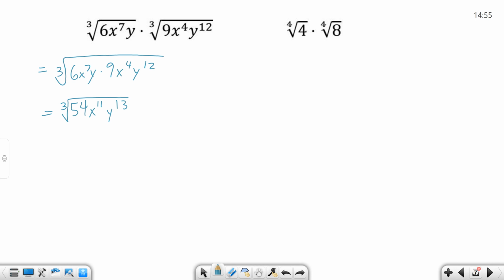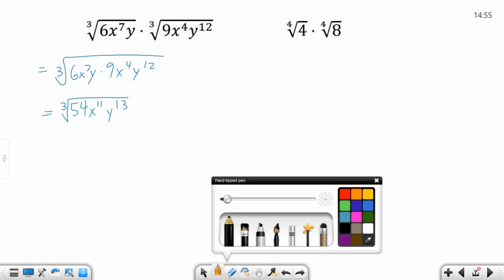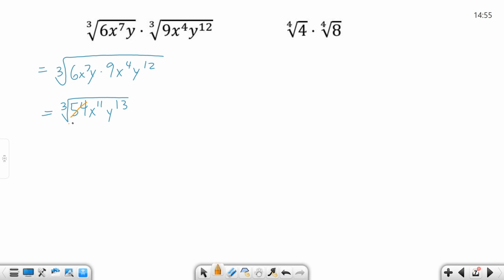Is 54 a perfect cube? And the answer to that is no. So what I'm going to do is break that up into 27 times 2, because 27 is 3 cubed, right?